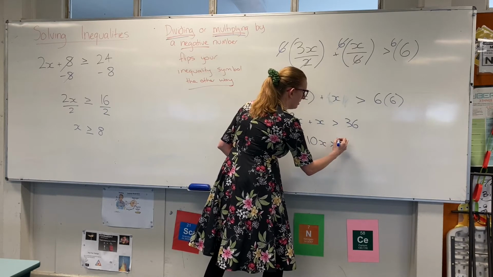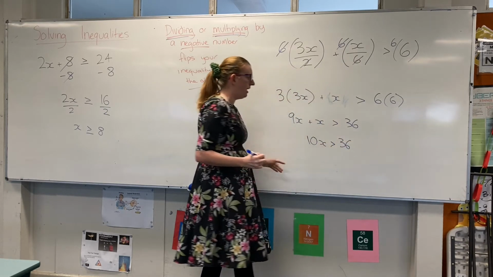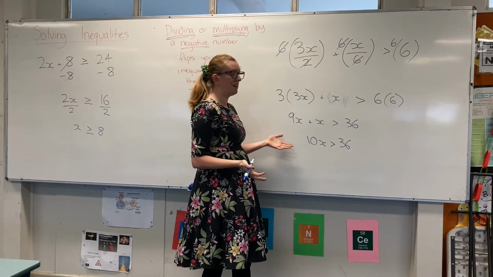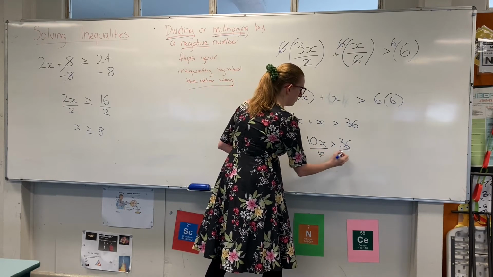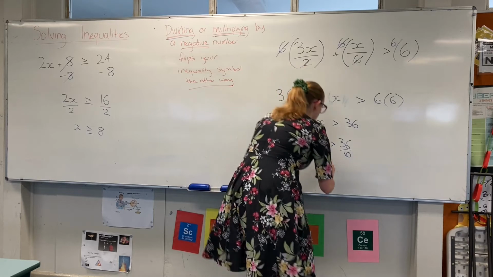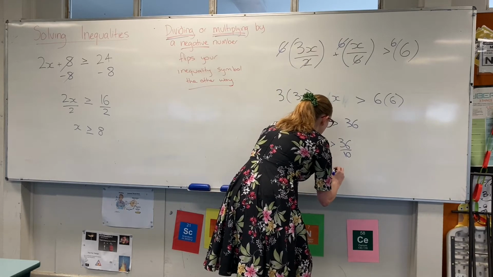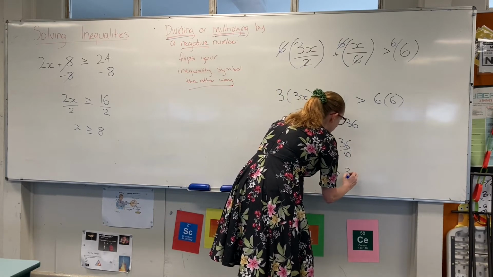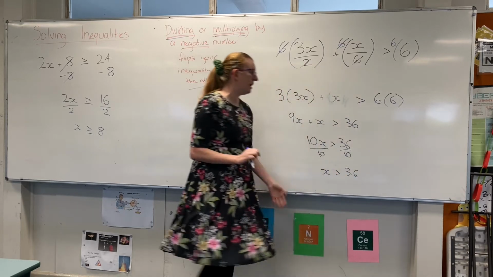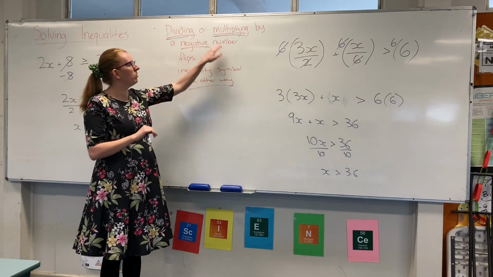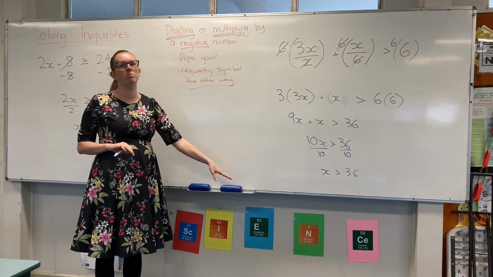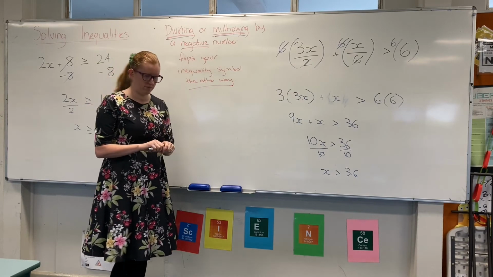is greater than 36. And now what do I do? Well, I need to get x on its own, so I need to divide both sides by 10. Divide by 10, divide by 10. So x is greater than 3.6. Cool. I also didn't have to flip anything because I wasn't multiplying or dividing by a negative number at any point there. Cool.